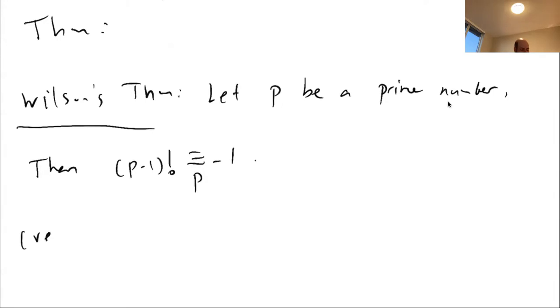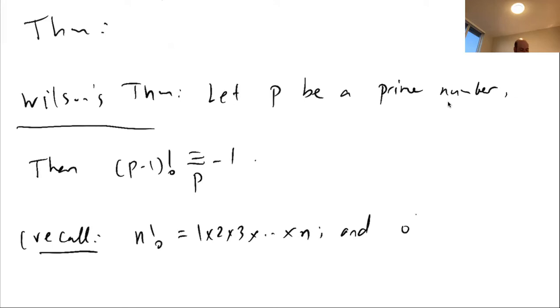So recall the definition of factorial. I'm sure you know about it, right? n factorial means 1 times 2 times 3 all the way to n, and 0 factorial is defined to be 1. We don't need 0 factorial here because P is at least 2 and P minus 1 is at least 1. But just to remind you, 3 factorial, for example, is 1 times 2 times 3, which is 6. 4 factorial is 1 times 2 times 3 times 4, which is 24, and so on.